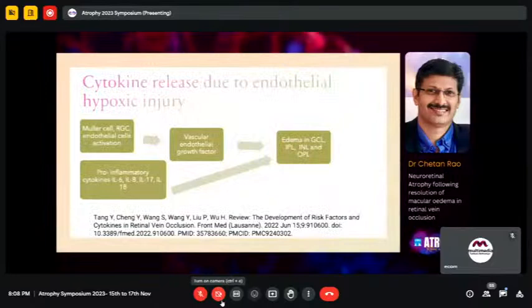Biochemical changes include release of pro-inflammatory cytokines of the interleukin family, and the retinal neurons, glial cells, and endothelial cells induce vascular endothelial growth factor production. That leads to intracellular edema primarily in the ganglion cell, the plexiform layers, and the inner nuclear layer.